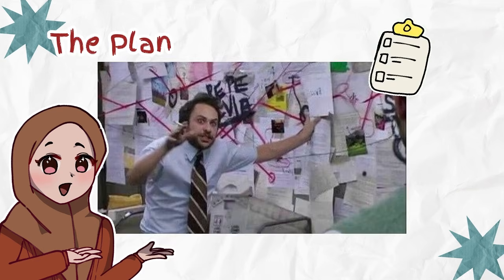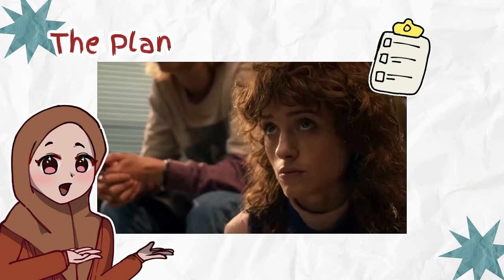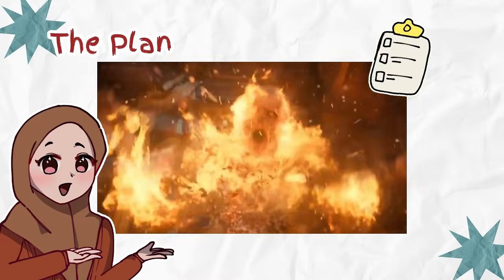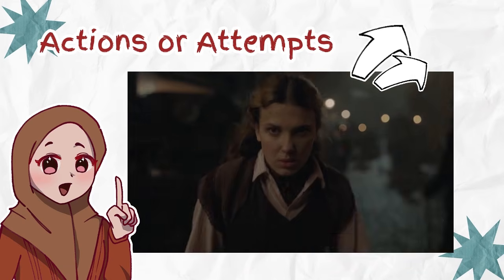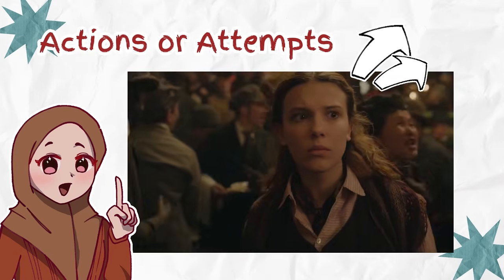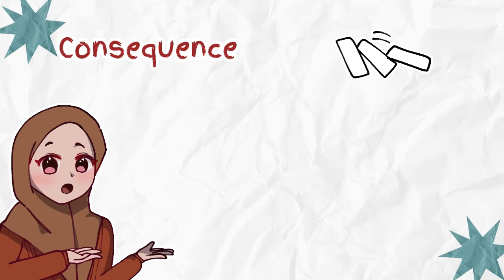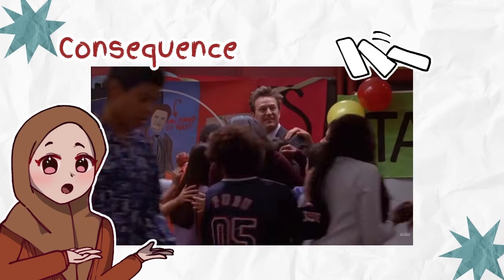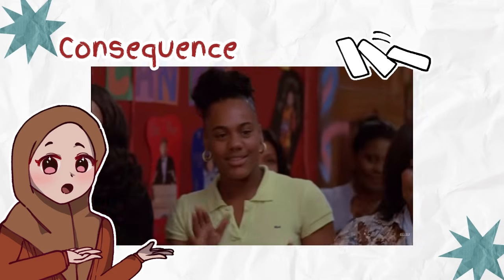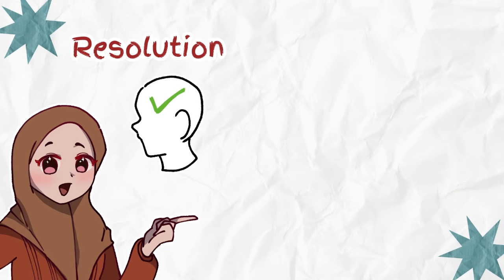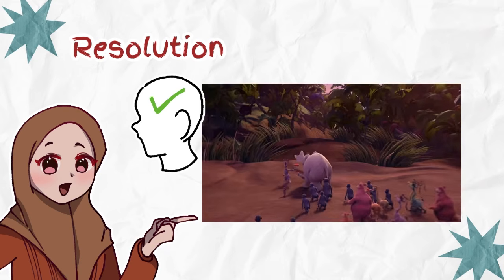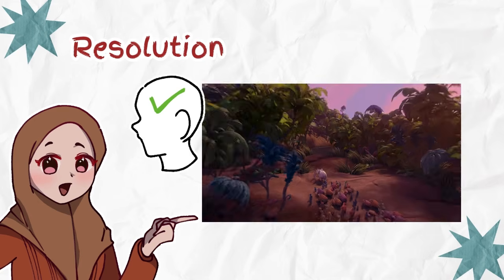Then comes the plan, which is the character's strategy to achieve their goal. Then actions or attempts, which is what the character does to carry out the plan. And that leads to consequence, which is what happens as a result of the plan and attempts. And finally, the resolution, which is how the character feels about the consequence and sometimes includes the moral lesson.